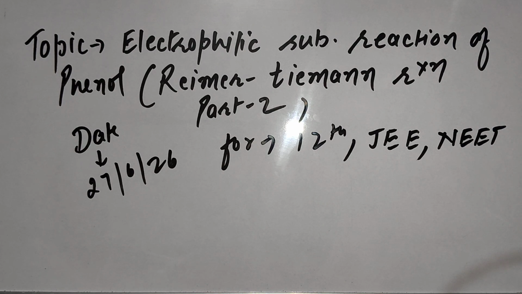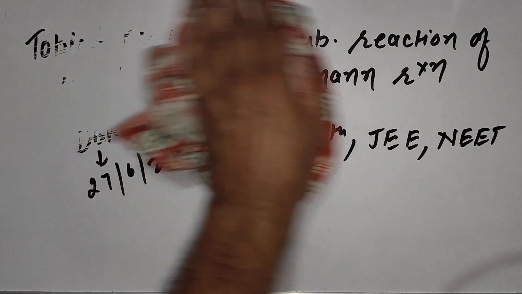Hello everyone. The previous electrophilic substitution reaction of phenol was a name reaction, the Reimer-Tiemann reaction. In that one, we did the first type of Reimer-Tiemann reaction. In this video, we will understand the second type of Reimer-Tiemann reaction. This topic is involved in 12th JEE NEET. Let's check.